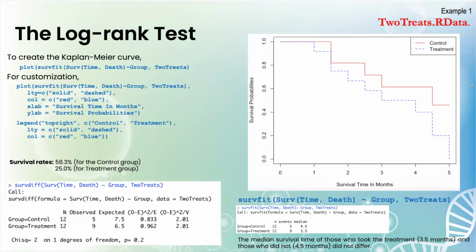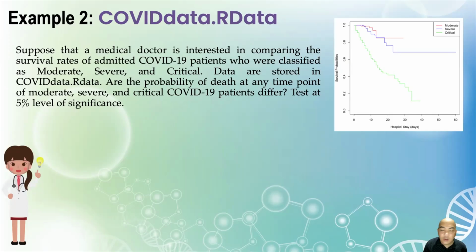So again, using this data, we can see that the survival rates are 58.3%, since out of 12, 5 patients died, meaning 7 patients survived in the control group. And for the treatment group, since 9 died out of 12, this is 3 out of 12 or 25% for their survival rate. And the medians are 4.5 again and 3.5. But then again, note that these do not differ since the p-value in the log rank test is greater than 0.05. Now, do not limit the log rank test to only 2 groups, because the log rank test may also be applied even if you have 3 or more groups.